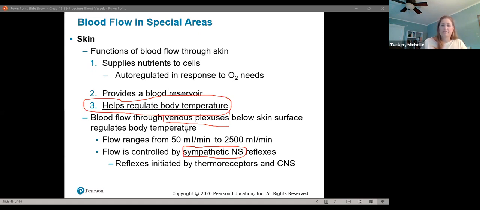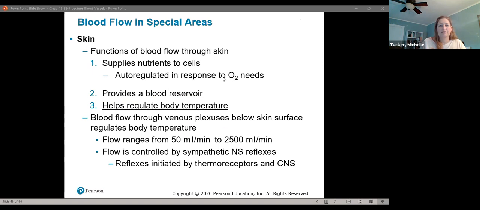That flow rate in a plexus can range from 50 mils to 2,500 mils per minute. And it's interesting, when it's really cold and the flow gets cut off, the reason why people have rosy cheeks is because blood gets trapped in the little loops. So that's also in your textbook. Sometimes your textbook has fun examples.